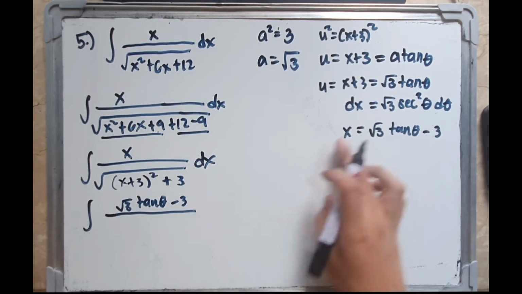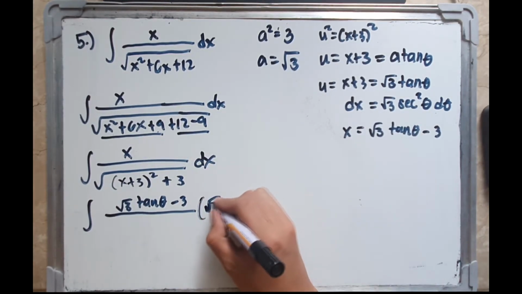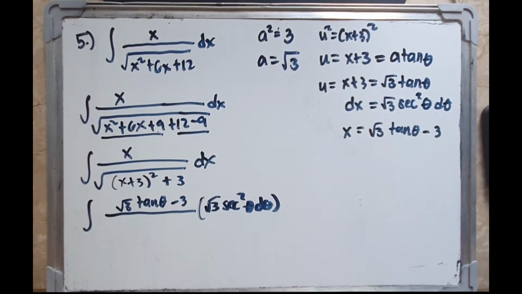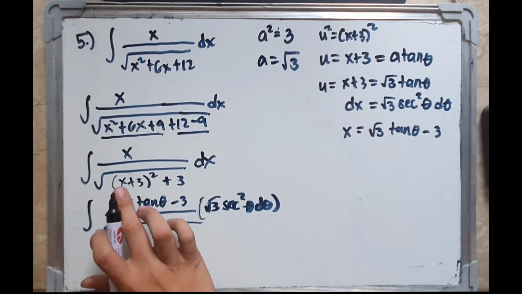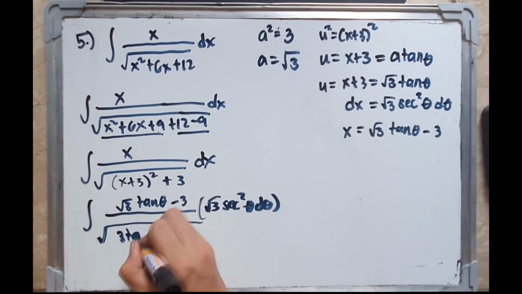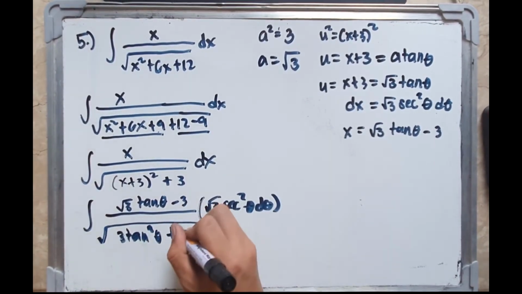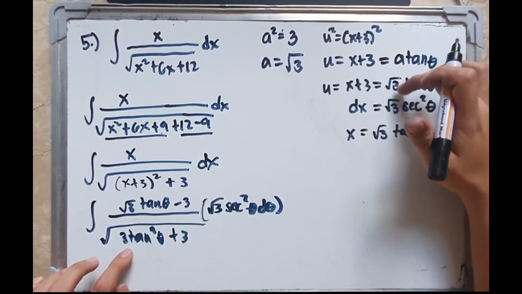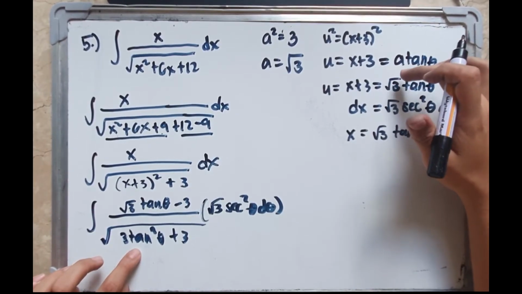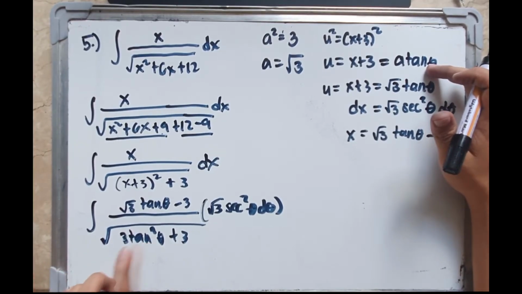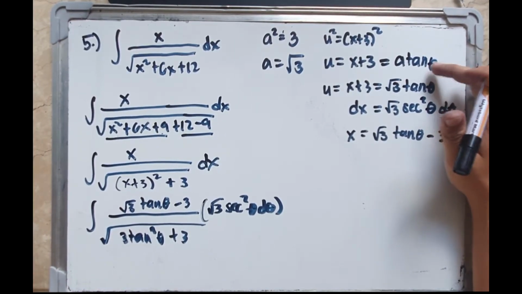Now for the dx, we already have the dx, square root of 3 secant squared theta d theta. And do not forget, we have x plus 3 squared. X plus 3 squared, that is 3 tangent squared theta plus 3, coming from here. Squaring this one, also squaring this term right here. Square root of 3 squared, we have 3 tangent squared, we have the tangent squared plus 3.